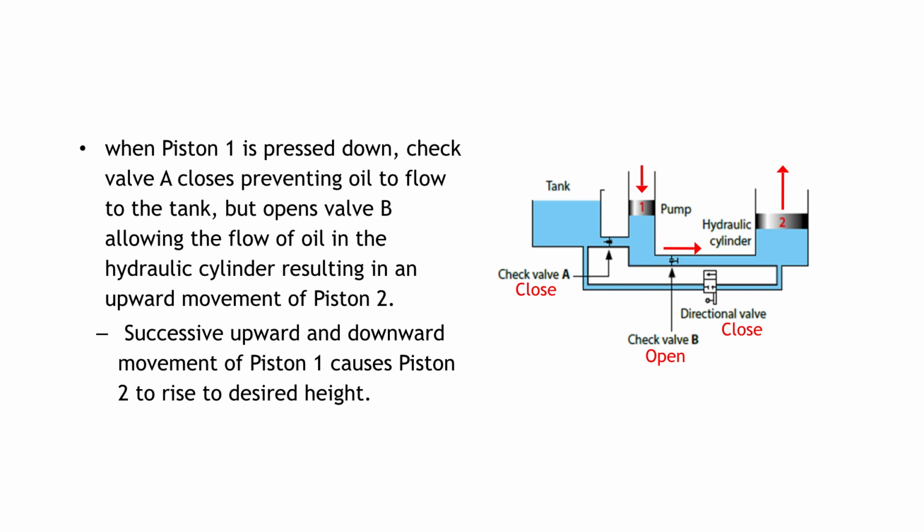When piston 1 is pressed down, the check valve A closes, preventing oil to flow to the tank, but opens valve B, allowing the flow of oil in the hydraulic cylinder, resulting in an upward movement of piston 2. Successive upward and downward movement of piston 1 causes piston 2 to rise to the desired height.